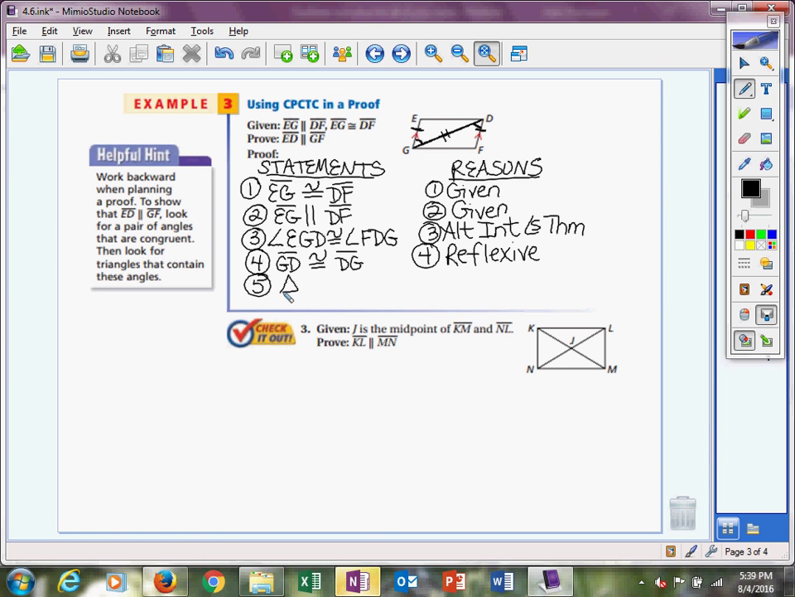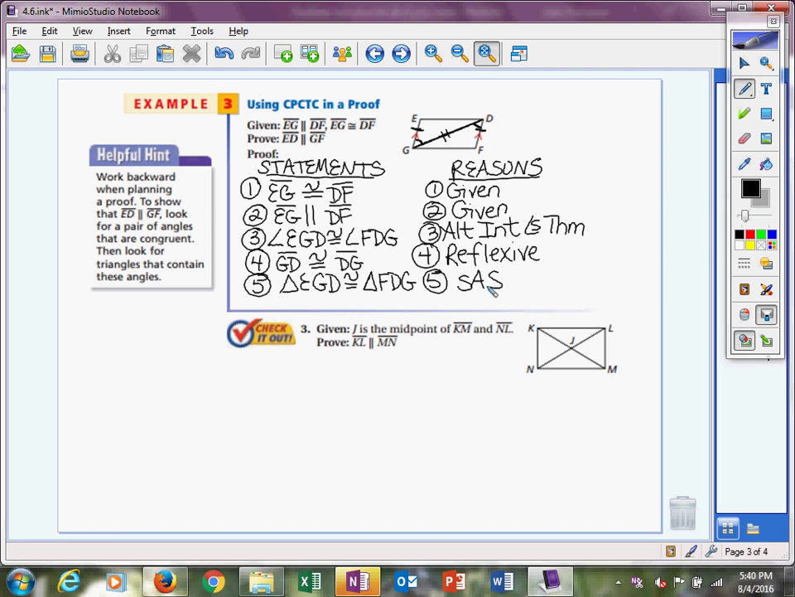We can say, okay, triangle EGD is congruent to triangle FDG because of side, angle, side. We have side with an angle in between the two sides, so side, angle, side. And we use steps 1, 3, and 4 to prove that.